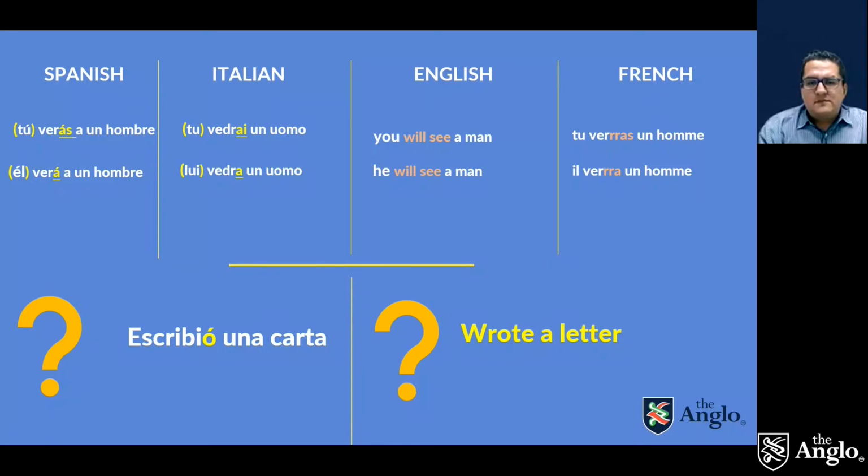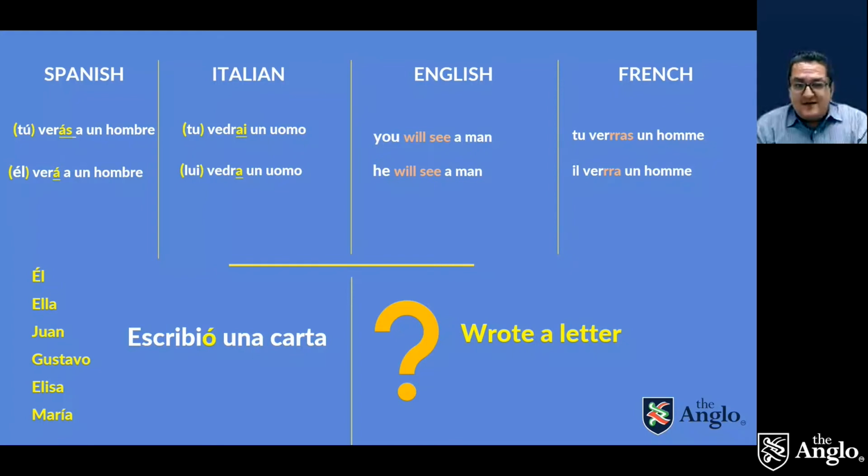Mauricio says él o ella. Claudia says ella. Veronica agrees. Él o ella. Excellent. So let's see. Él, ella, Juan, Gustavo, Elisa, Maria, all of them could be a possible subject for that sentence, escribió una carta. Why? Because the o in escribió is telling us that information. That's contained within the verb.